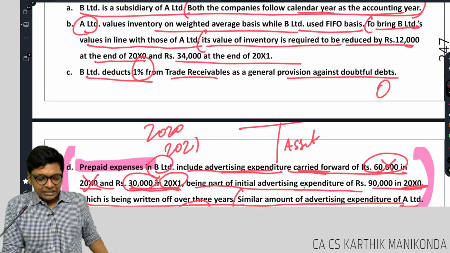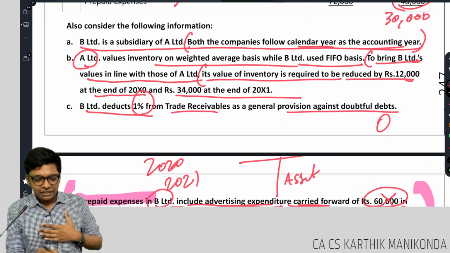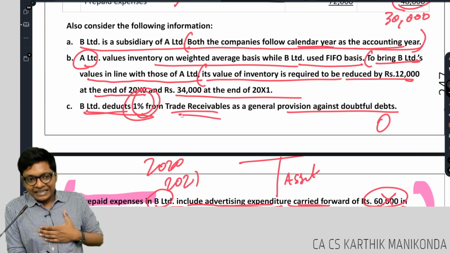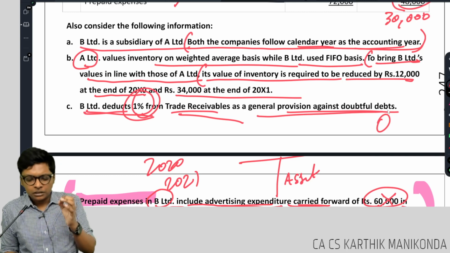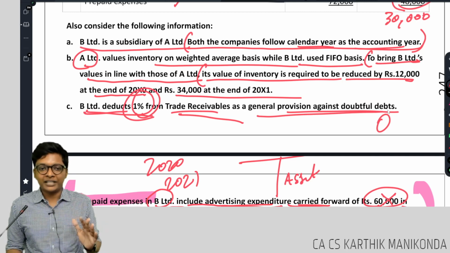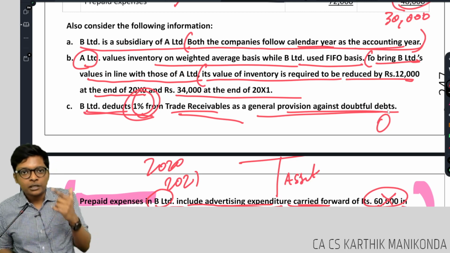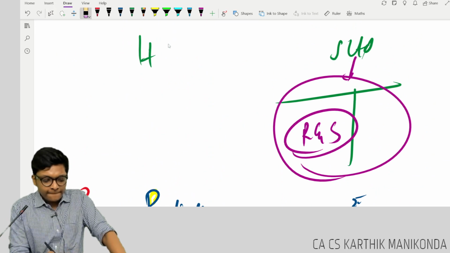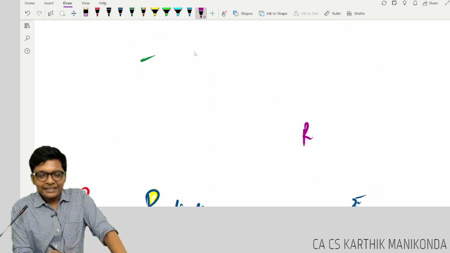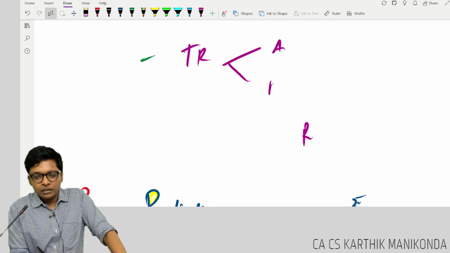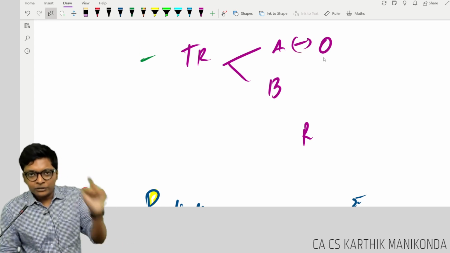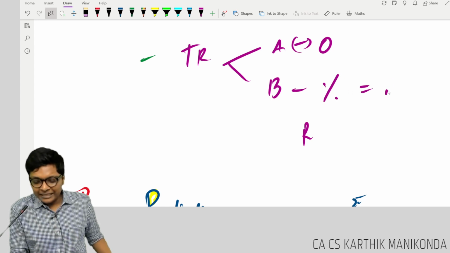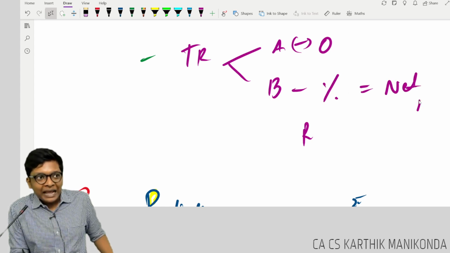Whatever is unwritten off. Are you following, guys? With this logic, try adjustment B now. You will get the logic. See, B Limited deducts 1% from trade receivable as general provision against doubtful debts. Provision for bad and doubtful debts. A Limited is not reducing provision. That means I will draw a small chart. What they are trying to say, in debtors, trade receivables for A and B, A is not reducing any provision. B is reducing 1% provision and writing the net amount. You have to add back provision.